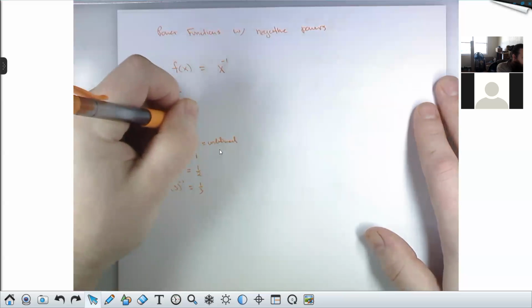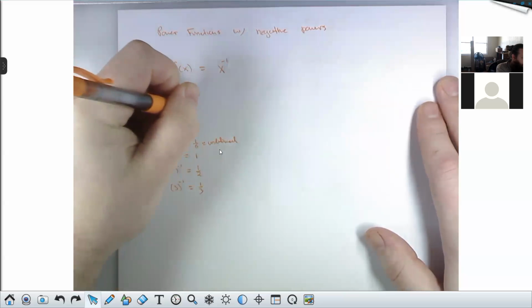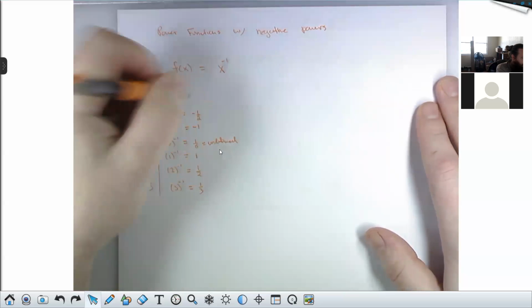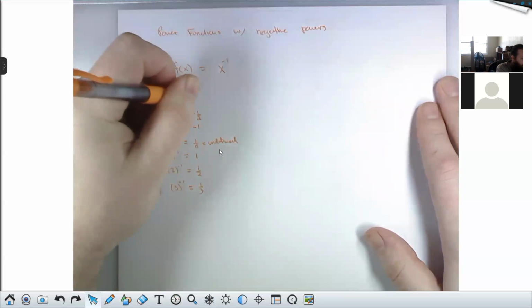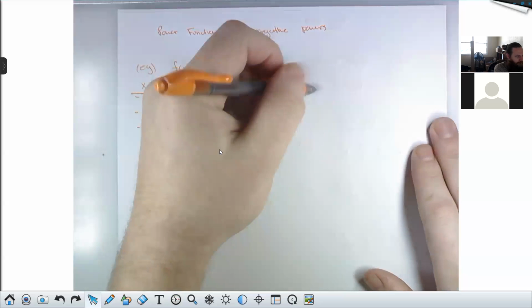And then negative 1 to the negative 1? Well, this would be 1 over negative 1, which is negative 1. Negative 2 to the negative 1 is negative 1/2. And negative 3 to the negative 1 is negative 1/3. So I can sketch the graph of this function.